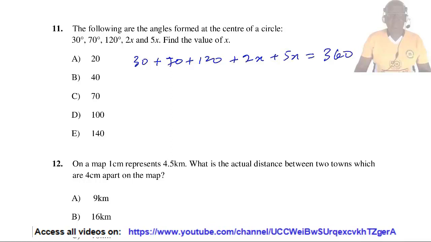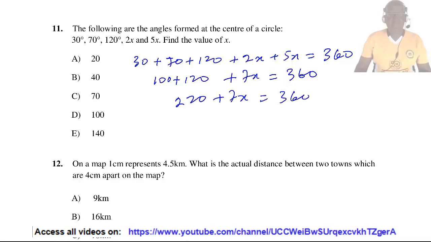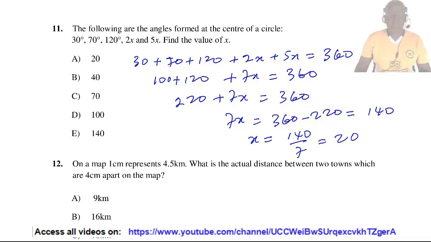360. This is 100 plus 120 plus 7S equals 360, or 220 plus 7S equals 360. 7S equals 360 minus 220, which equals 140. S is going to be equal to 140 divided by 7, which equals 20. So the answer is A.